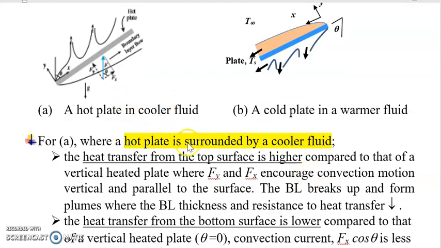For case A, where a hot plate is surrounded by a cooler fluid, the heat transfer from the top surface is higher compared to that of a vertical heated plate. Why?